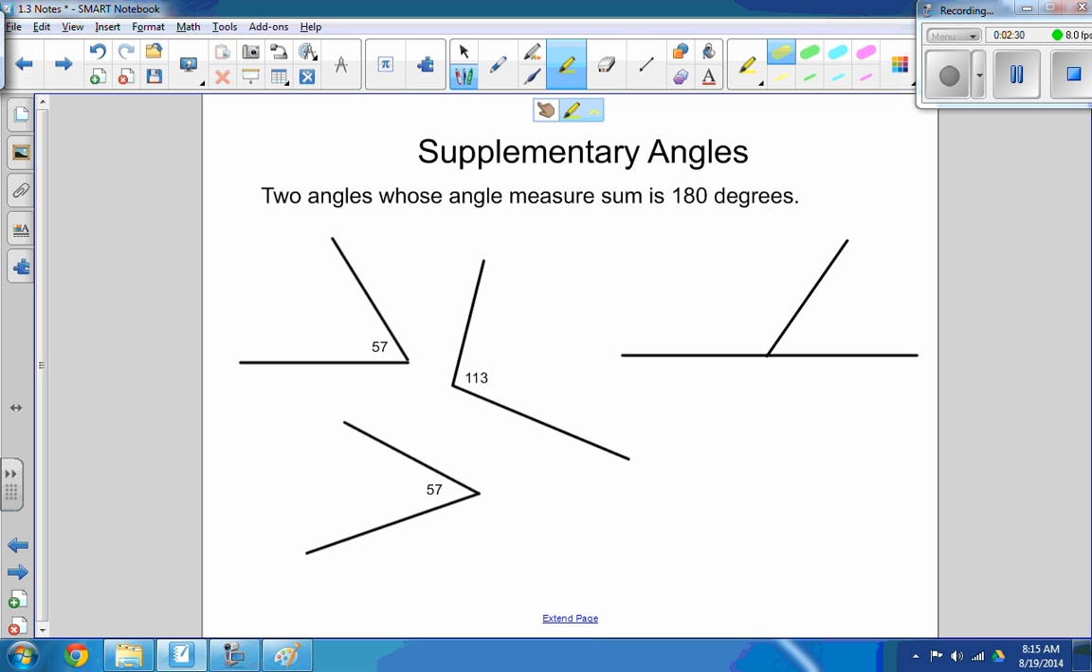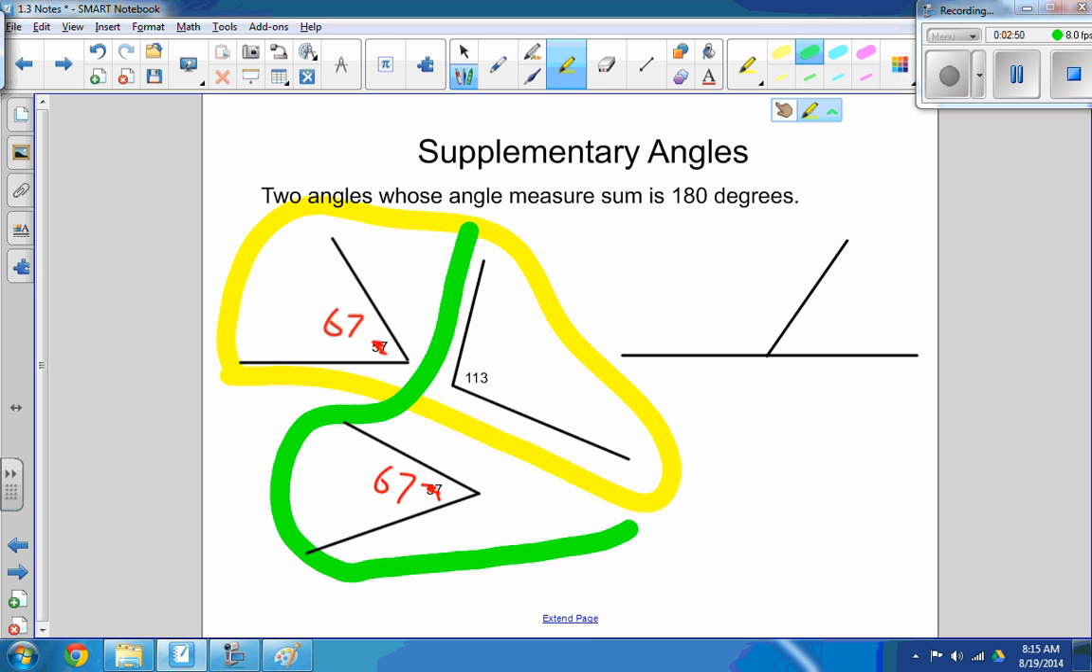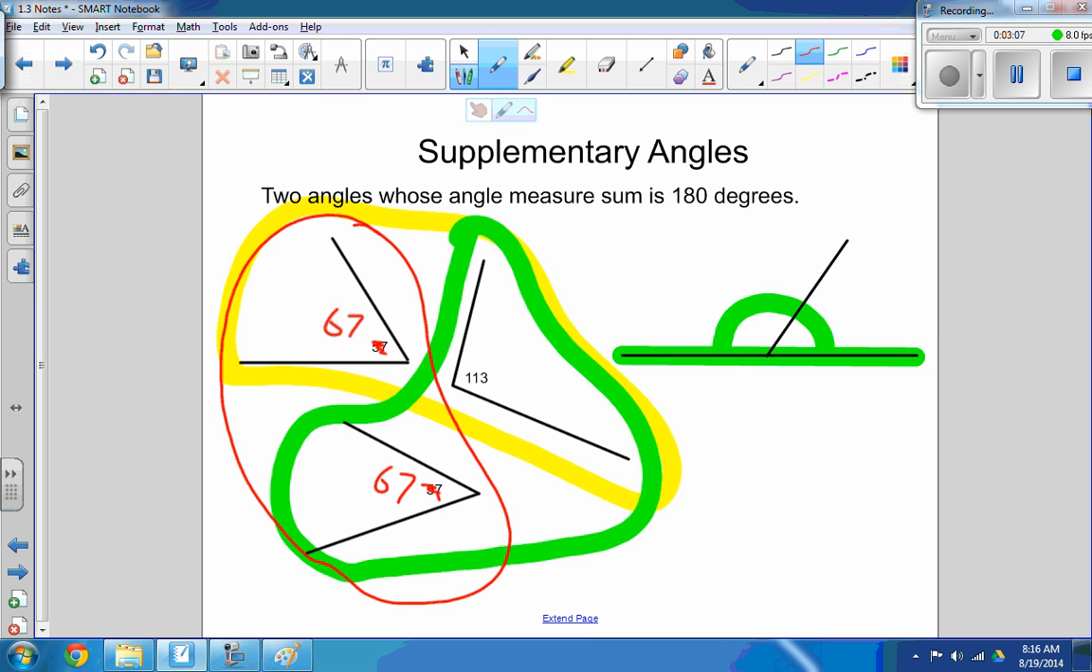Supplementary angles, two angles whose angle measure sum is 180 degrees, and there's a mistake. These should be 67 degrees. So here we go. These two add up to 180. 67 plus 113 equals 180. These two angles here add up to 180. And we know this is a line, thus these two angles add up to 180. So they are also supplementary. Now we have these two angles, 67, 67. Those don't add up to 180, so they're not supplementary.